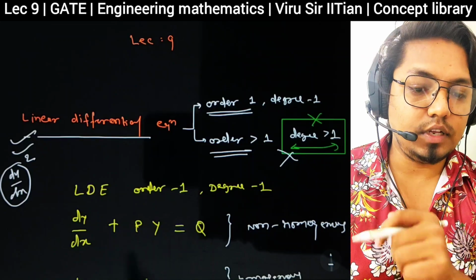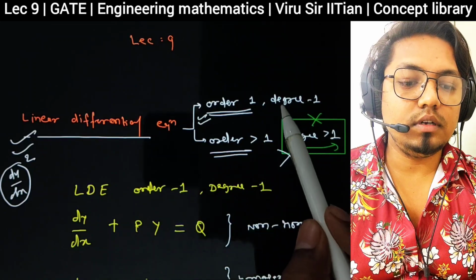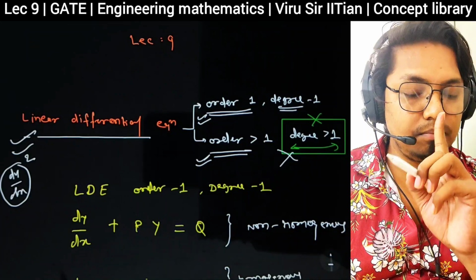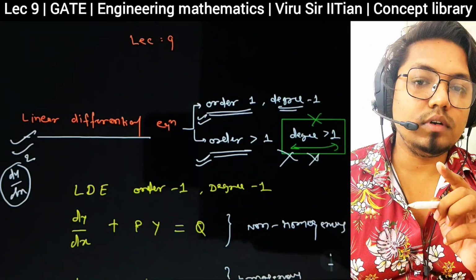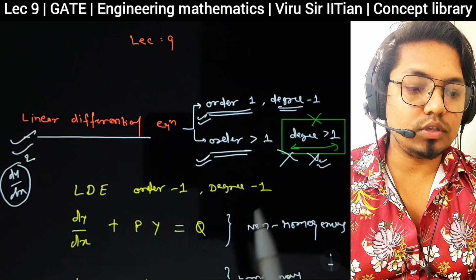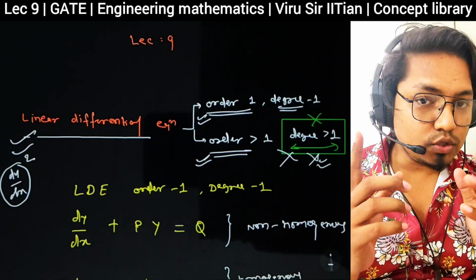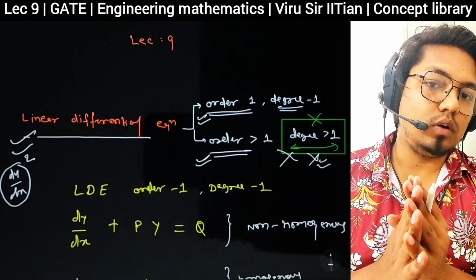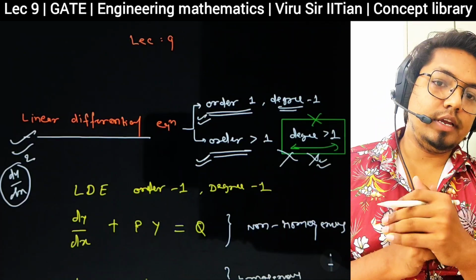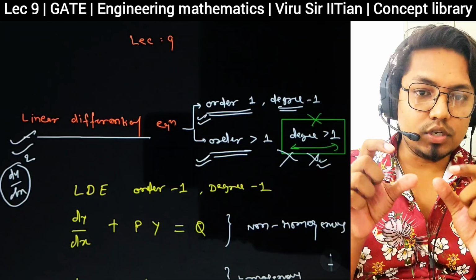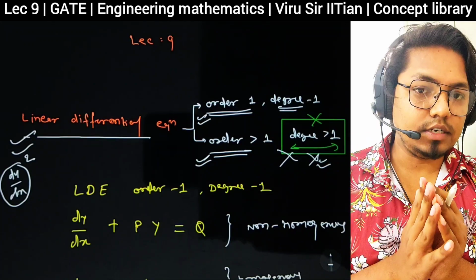So that's why I have taken here order can be 1 and degree is 1. Order can be more than 1, but degree cannot be more than 1. In that case, I mean, if degree is more than 1, then your equation will not be linear. Okay, so I hope you understood what kind of problem we are going to solve now. In last lecture 6, 7, 8, whatever we saw, they all were linear because we were able to separate the variables, right?